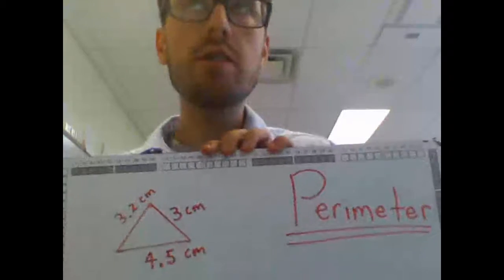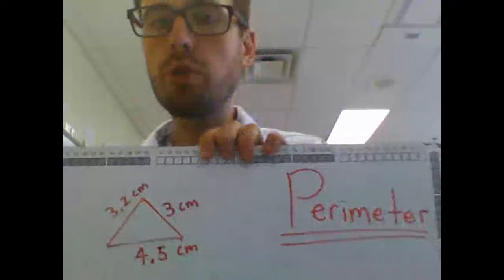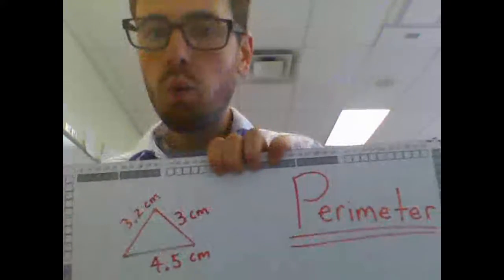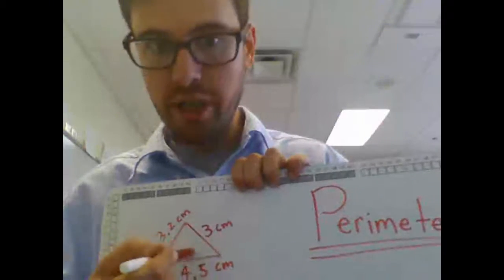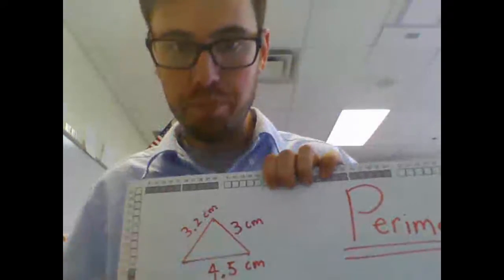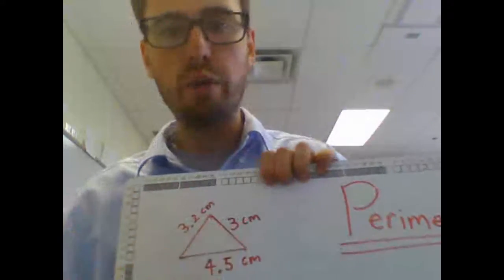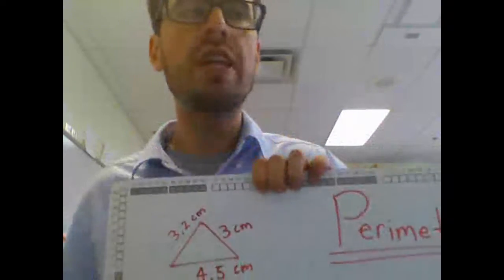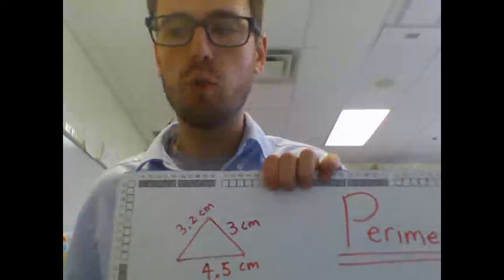Now, students confuse area and perimeter occasionally. The difference between area and perimeter is that with area, we are talking about what is the square units inside of a shape. Perimeter, we don't care about the inside of the shape. We want to know what is the length around the shape. So a good way to think about perimeter is a fence. A fence around a school would show the perimeter around the school.